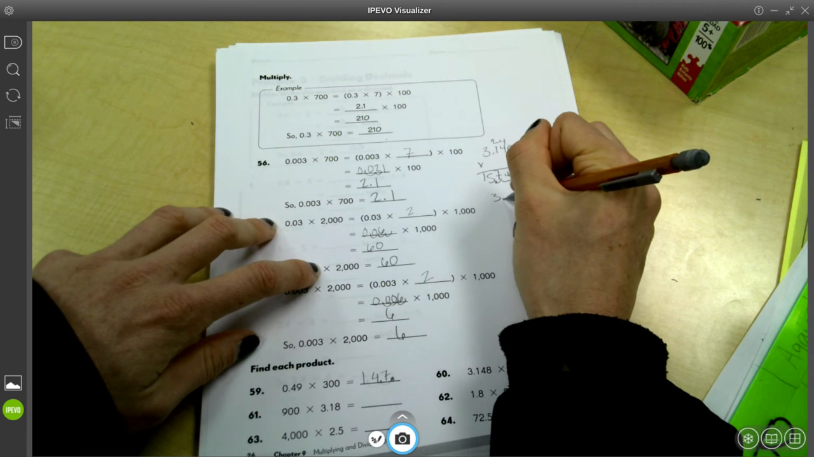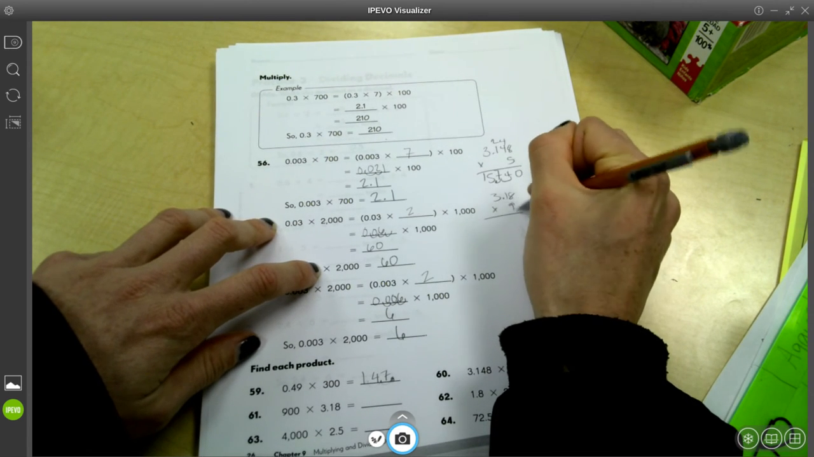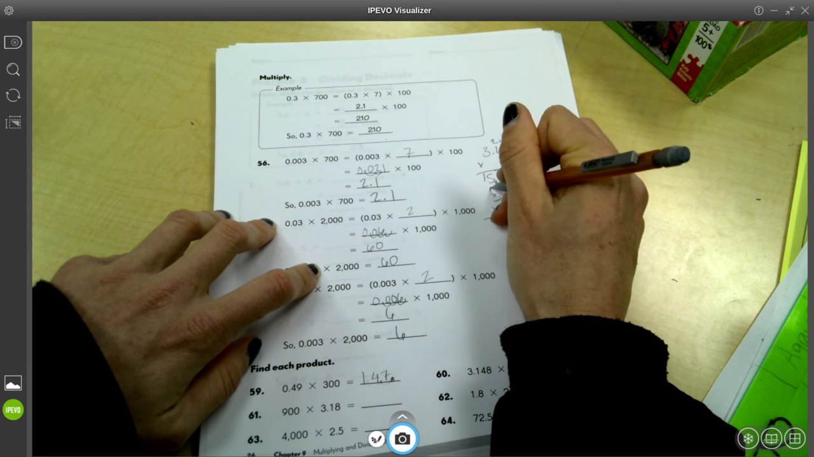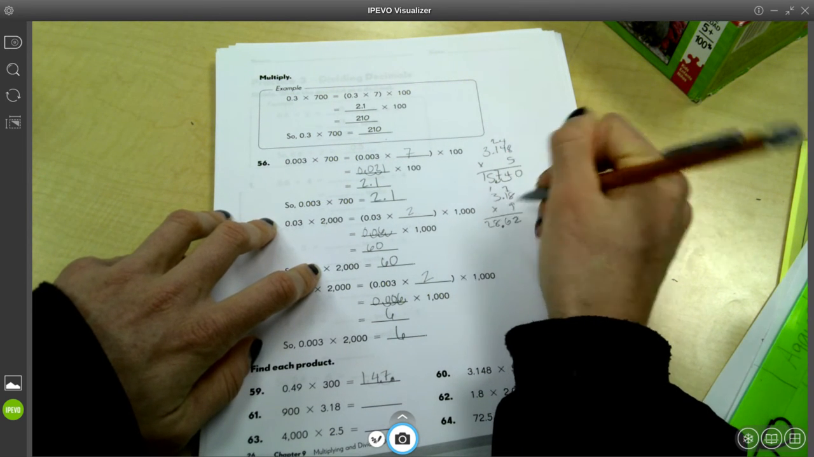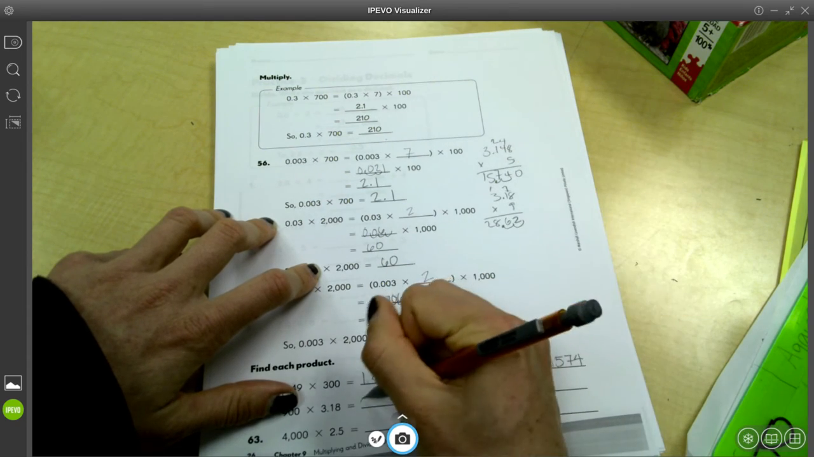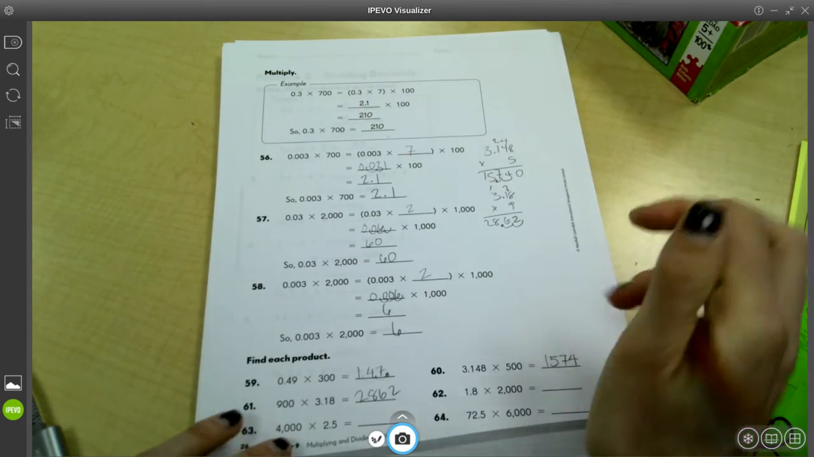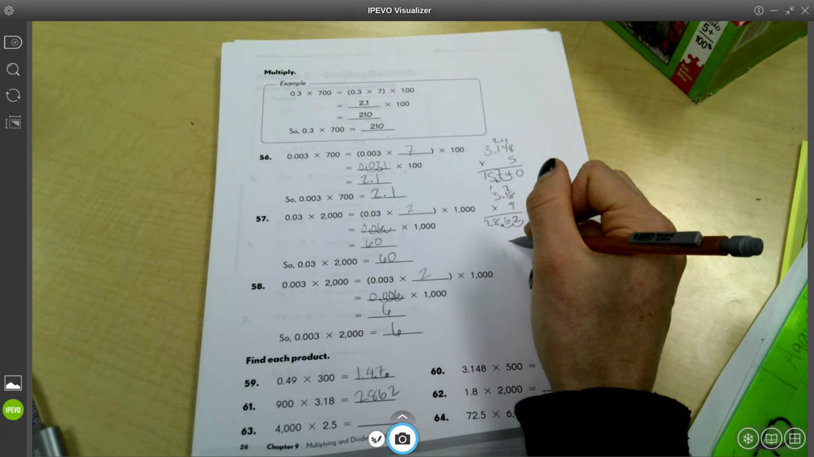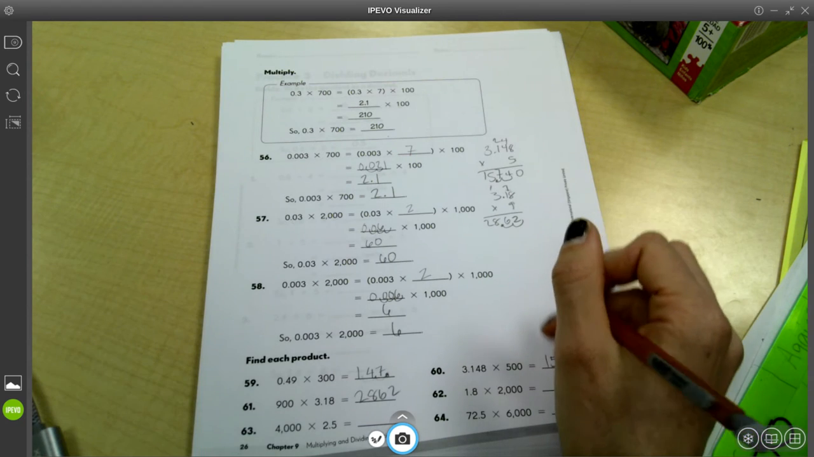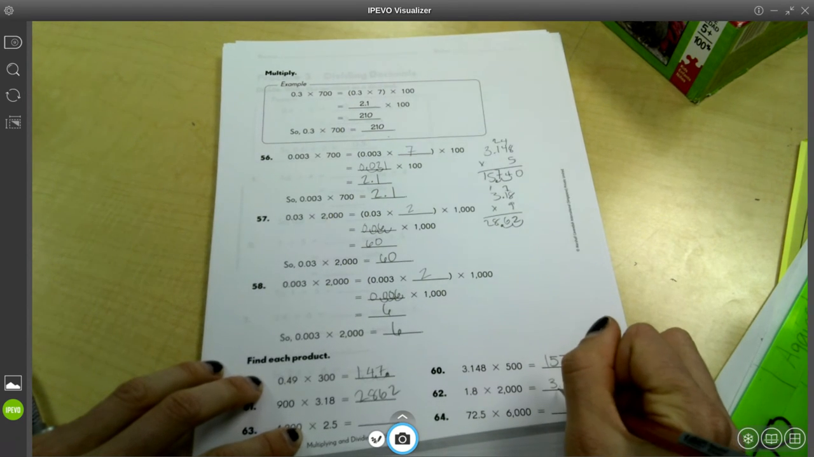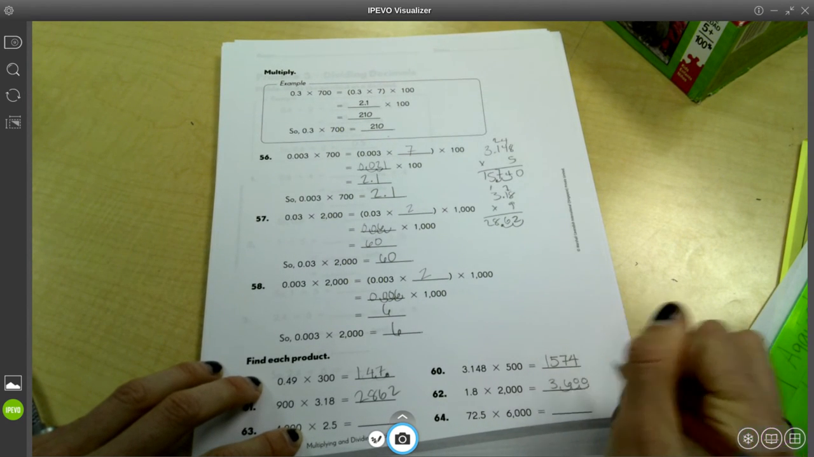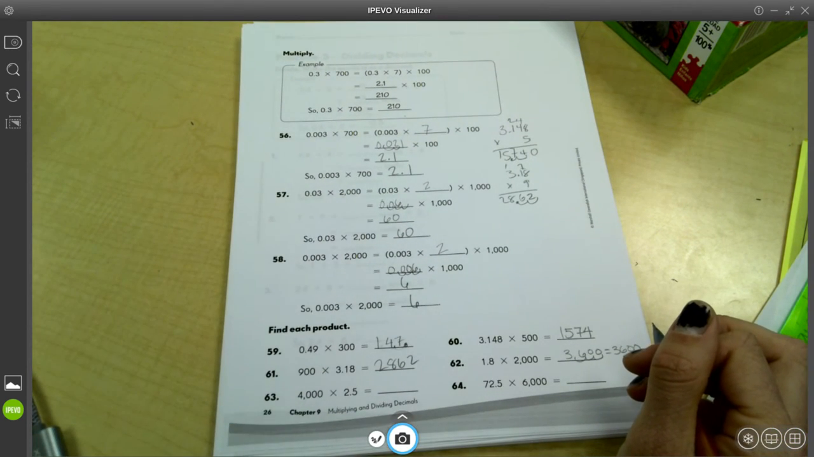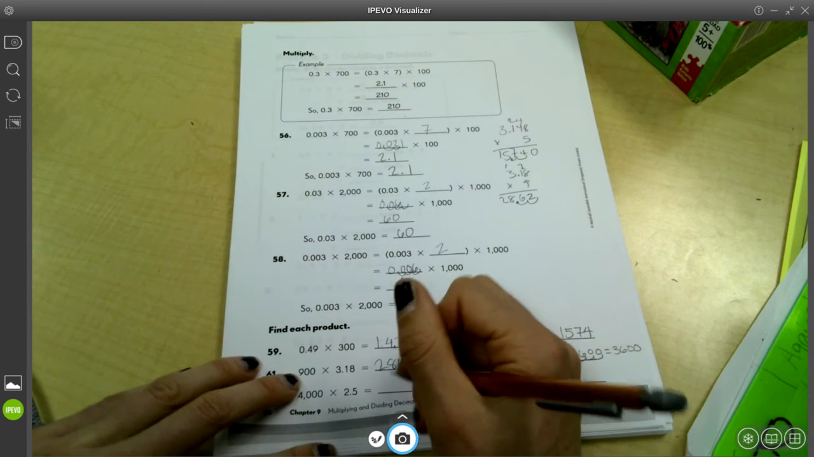All right, 3.18 times 9, 72, 16, 27, 28, but times 900, 1, 2, 2, 8, 6, 2. All right, 1.8 times 2, I can do that. It's 3.6. 1, 2, 3,600.